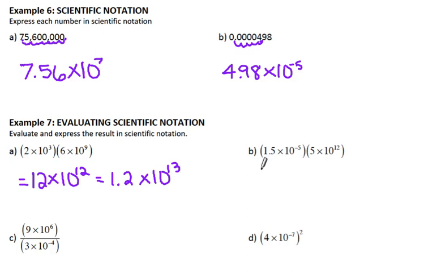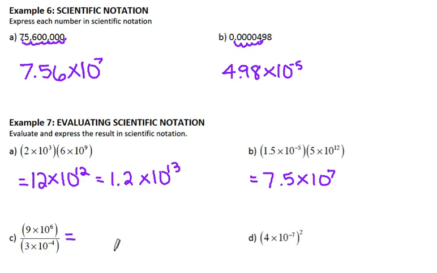For letter B, I'm going to go ahead and take this and plug it right into my calculator. You can do this on any calculator. You do not need a graphing calculator for this. And I get 7.5 times 10 to the 7th. My calculator didn't give it to me in scientific notation, so I had to count my zeros.